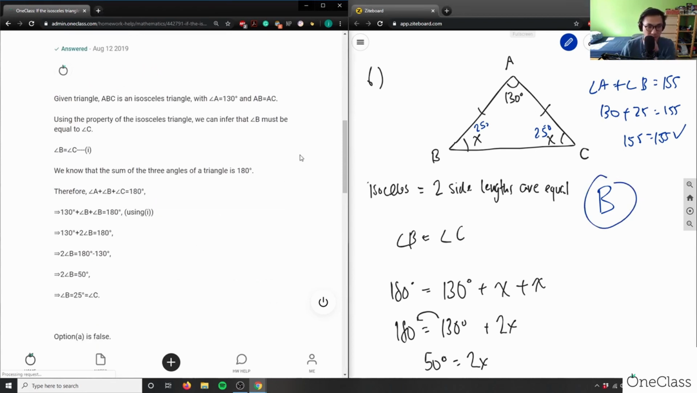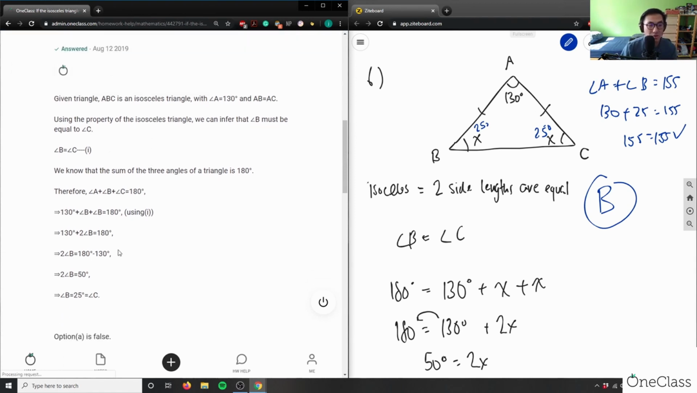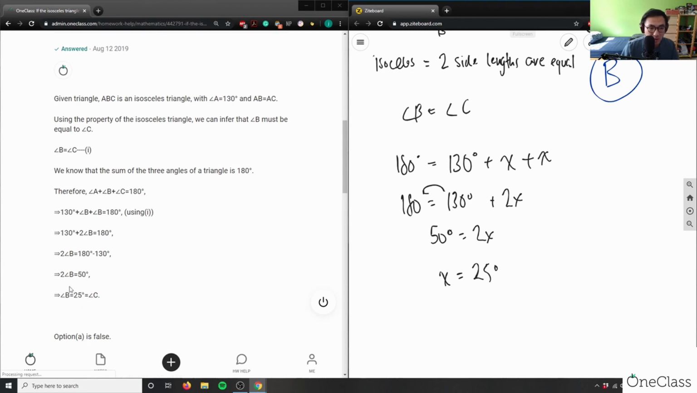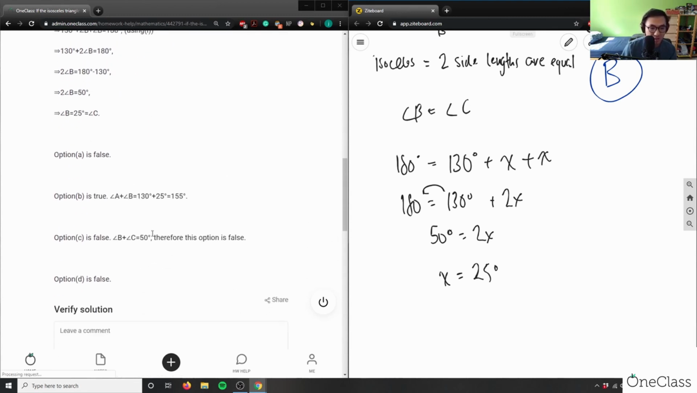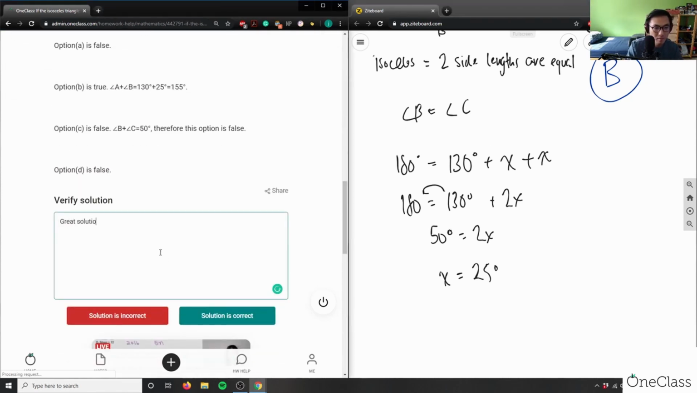So let's see what they solved here. Given the triangle, angle A is 130 and AB equals AC. Good, because we know that angle B is equal to angle C because the side lengths are equal, so they use the property of the isosceles triangle. Perfect. They use the exact algebraic expressions to solve for x equals 25, but instead of x, they use angle B, which is totally fine. Therefore, option A is false, option B is true, option C is false, and option D is false. So this here is a great solution and analysis.